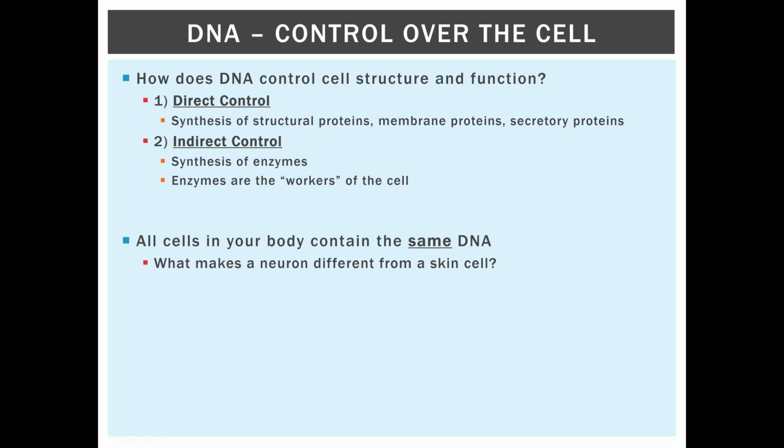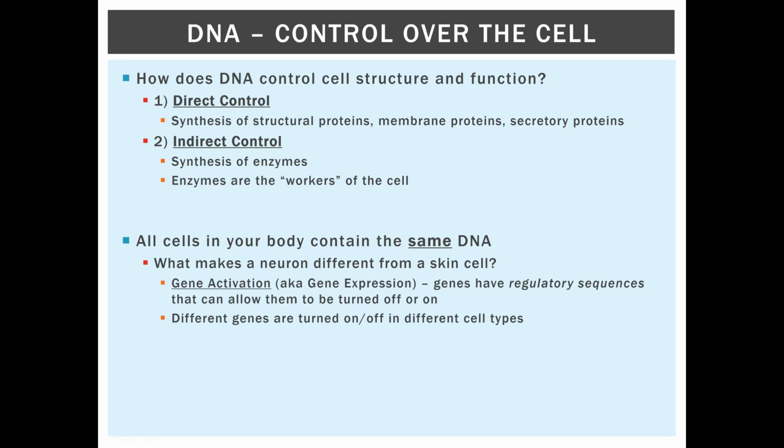Now here's something to think about. All the cells in your body have the same DNA. The cells in your eye have the same DNA as the cells in your finger, have the same DNA as the cells in your brain, have the same DNA as the cells in your stomach. So, why is a neuron, which is a nerve cell, so different from a skin cell if they all have the same master instructions? And the answer goes back to that gene activation.